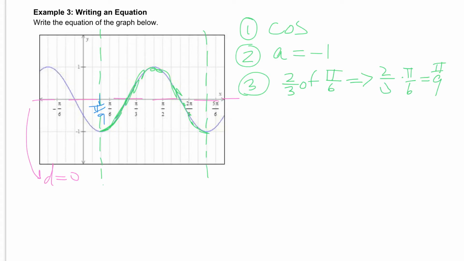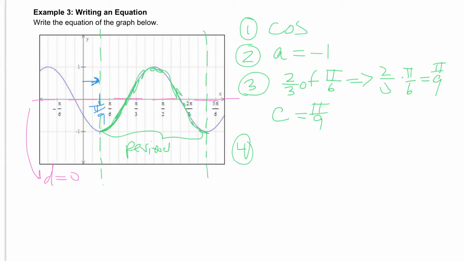So we have gone from 0 to here, which is a distance of pi over 9. So we know that our C value is pi over 9. That's how much we've shifted our graph from the beginning, which would have started here. We moved it to the right by pi over 9. Then we need to figure out the period so that we can find the B value. So this is one full period from here to here.